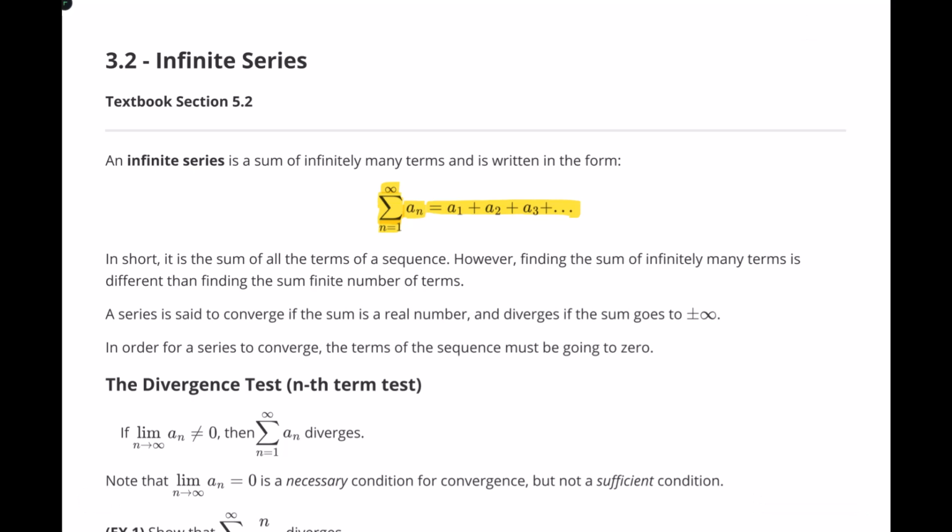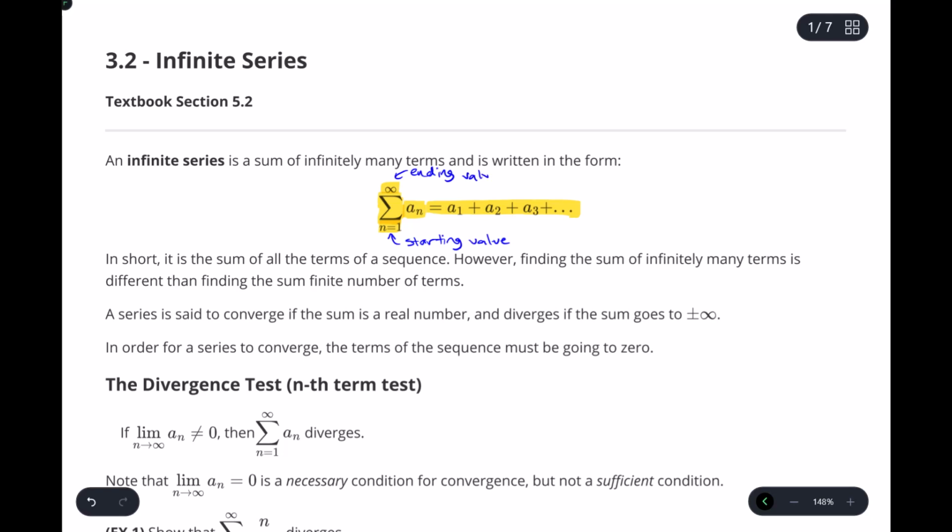Then we take the terms of that sequence and add them all together, and that's what makes a series. All right, so just keep in mind this is your starting value of your sum, and this is the ending value. All right, and also make sure you get used to the fact that the symbol capital Greek letter sigma means a sum of terms.